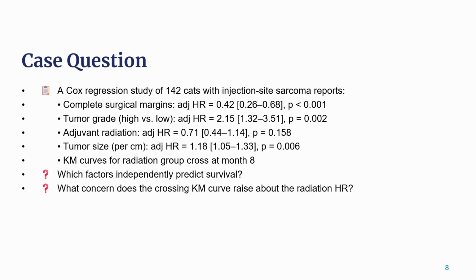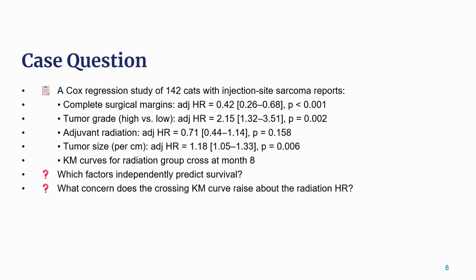Let's work through this case. Complete surgical margins, adjusted HR equals 0.42, CI 0.26 to 0.68, P less than 0.001. CI doesn't cross 1. Achieving complete margins reduces the hazard of death by 58%. This is the strongest protective factor in the model.